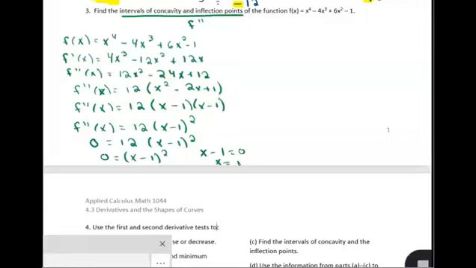Now we're only checking the concavity here. If we wanted to check for intervals of increasing and decreasing, and we wanted to find those critical numbers, that's when we would have put our 0 into our first derivative and figured out where our first derivative is equal to 0. But that's not what we're asked for. Here we're asked for the intervals of concavity and the inflection points, so that's why we're using our second derivative. So let's see what we can figure out from this one.